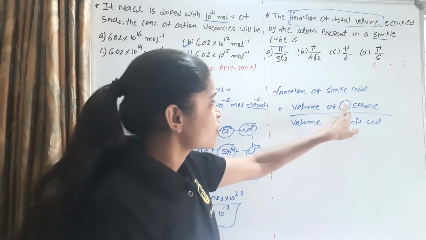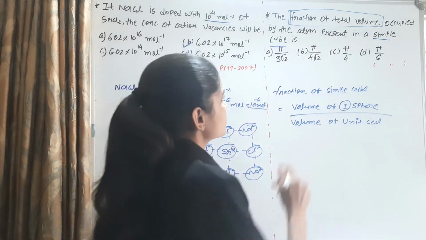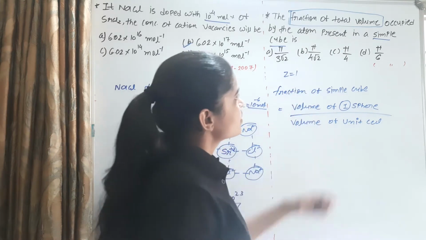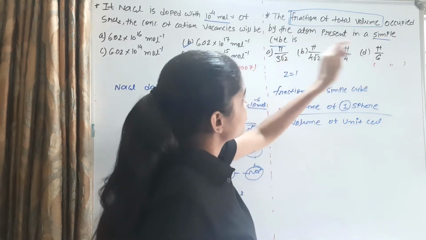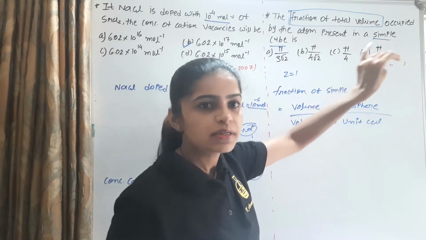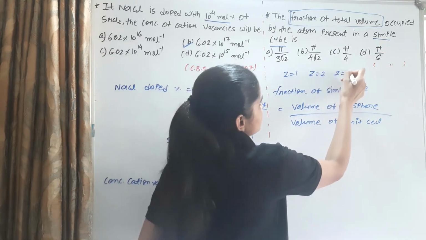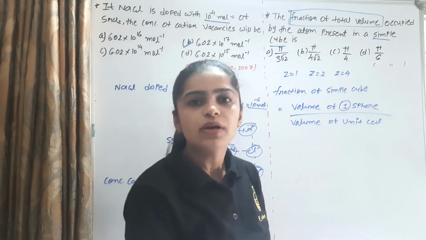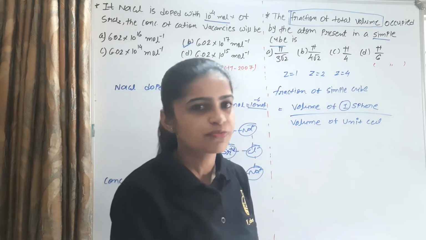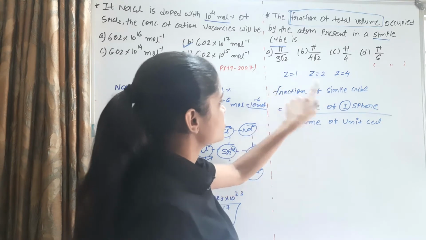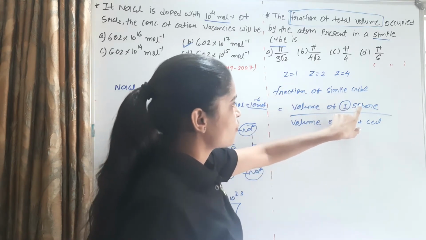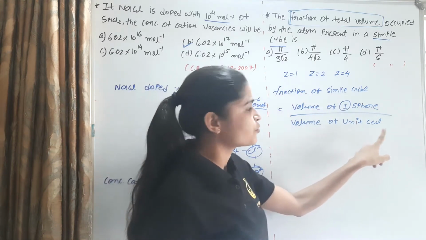Why do we use one sphere? Because in the simple cubic, the z value is 1. When instead of simple cube the given system is BCC, meaning body centered, the z value is 2, and for FCC the z value is 4, because the number of atoms present per unit cell is different. So the simple cube z value is 1, and we use volume of one sphere upon volume of unit cell.